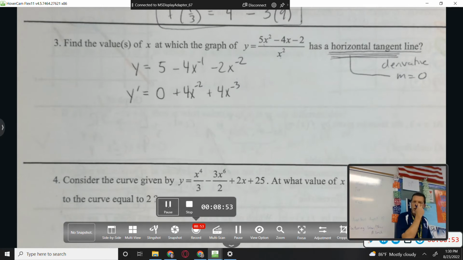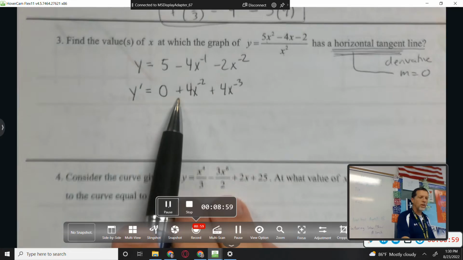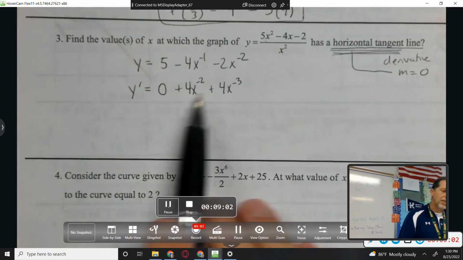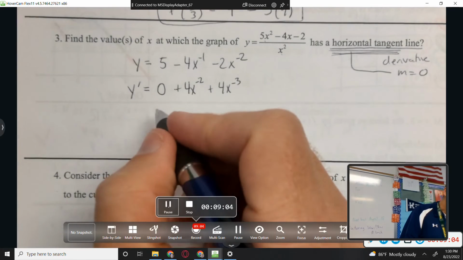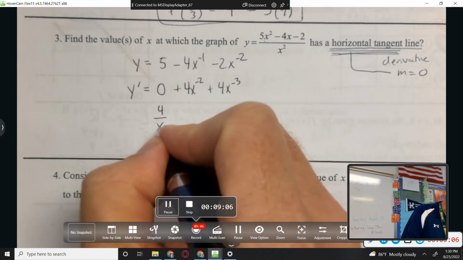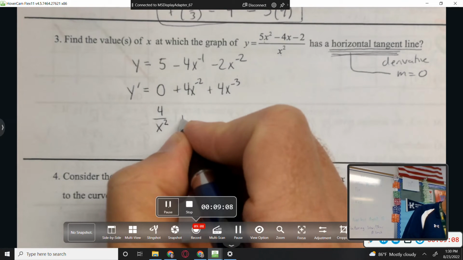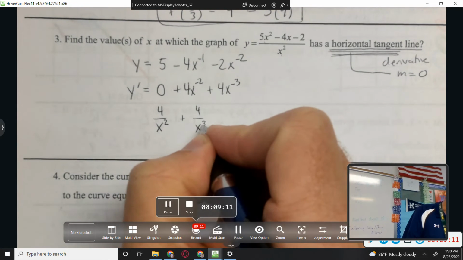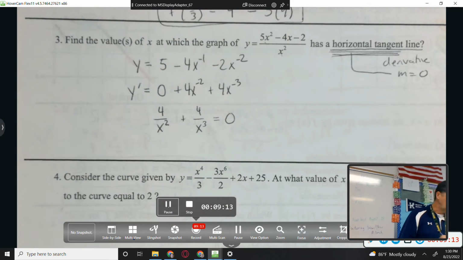Good work. We're not done yet. Paying attention this time after I messed it up last time. That's the derivative. I want to know where that is equal to 0. So I'm going to rewrite this now as 4 over x squared plus 4 over x cubed equals 0. Now what? So I'd like to solve for x. What could I do to start to get x by itself?